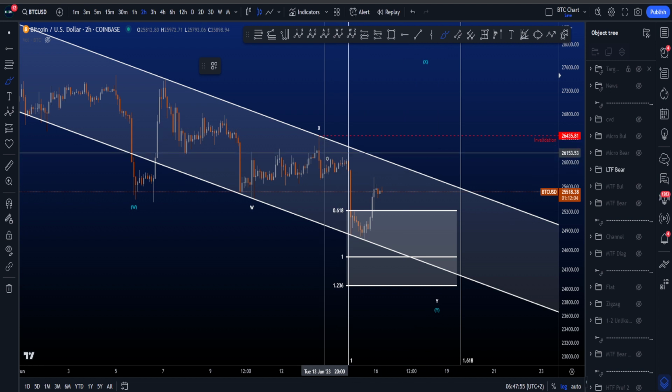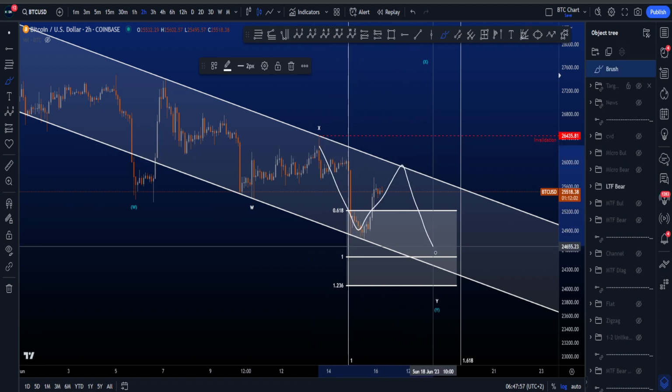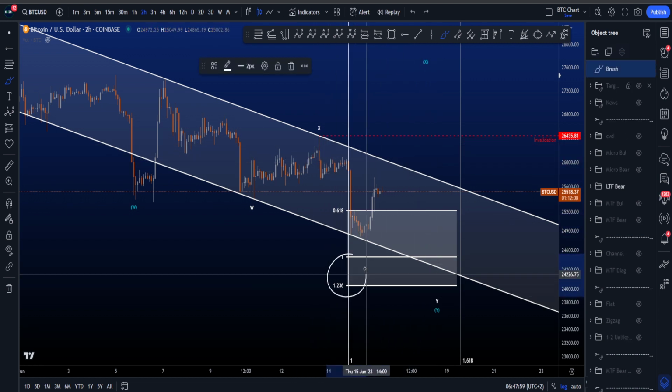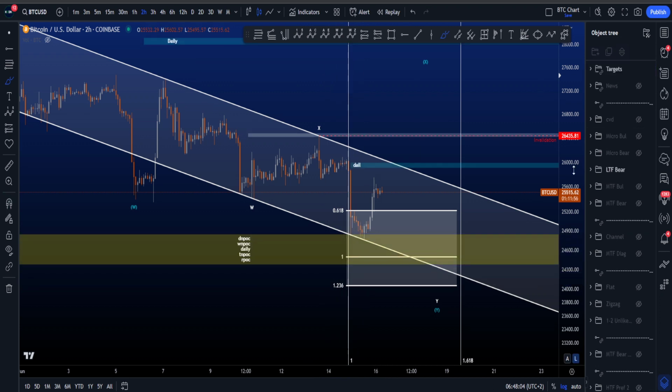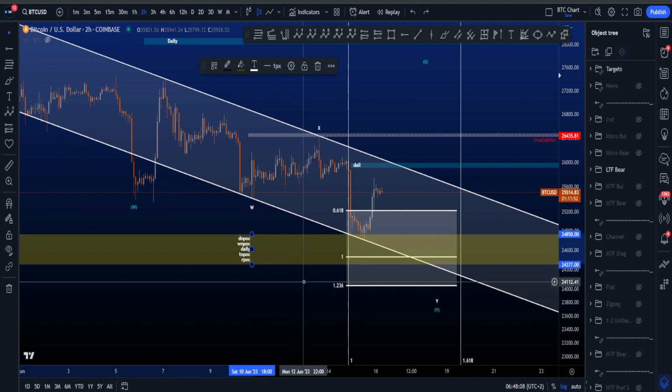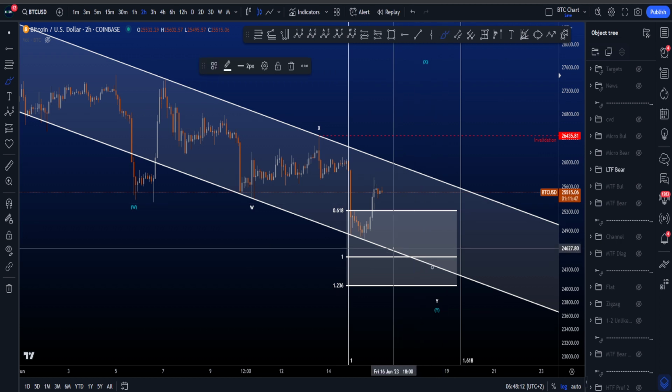And also, if we are going to find resistance here and move to the downside, we can still reach the even more common target area for wave Y, which is the 1-to-1 and the 1.236, where the 1-to-1 is still in confluence with the target box that I have between 24,850 and 24.3k. And of course, we still have the channel low somewhere over here.